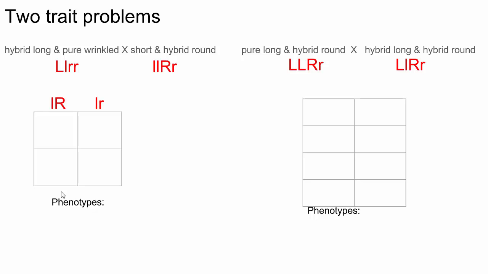If we look at this plant, what are the two possible gametes that could be produced from this parent? Big L and little r, or little l, little r. Those are the two possibilities. It can get the big L or it can get the little l, but it only has the little r that it can get. We then complete our Punnett square the same way. So we get big L from here and a little l from there, and we get big R, little r.